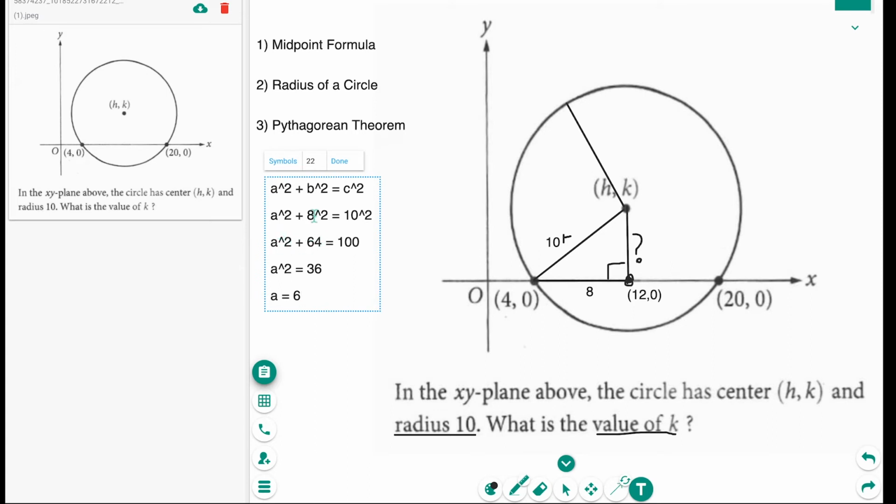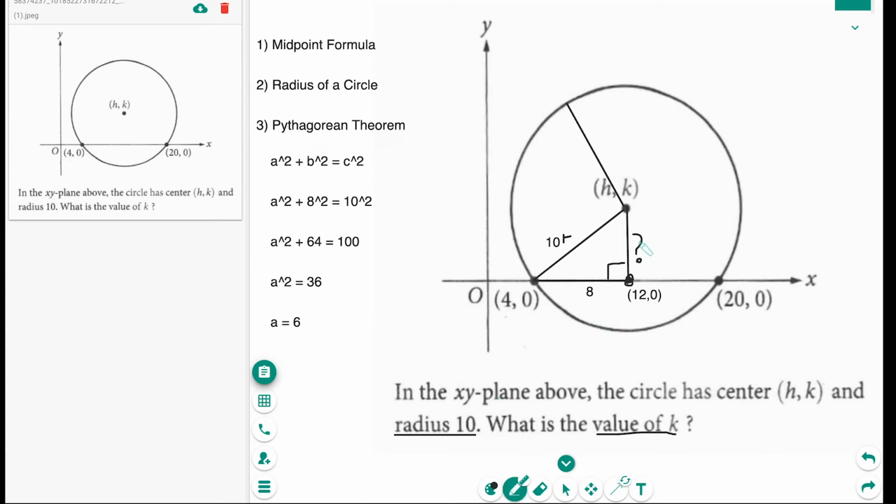So now we have a squared, we have 8 squared, and then we have 10 squared. We work out the math, and we find out that a is equal to 6. So if this length, which originally was a question mark, is now equal to 6, that means that the point from 0 to this spot at HK is 6. So the height, if this height is 6, then that means the coordinate also has to be 6. And that's how we were able to solve for the value of k.